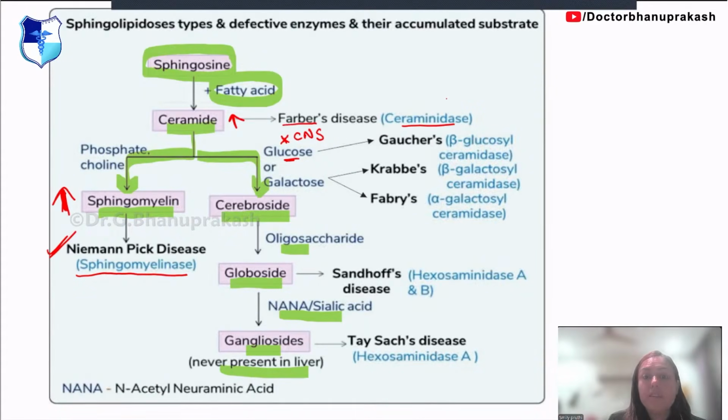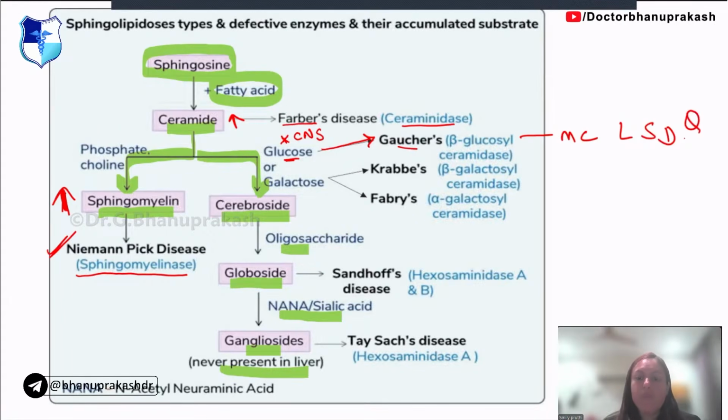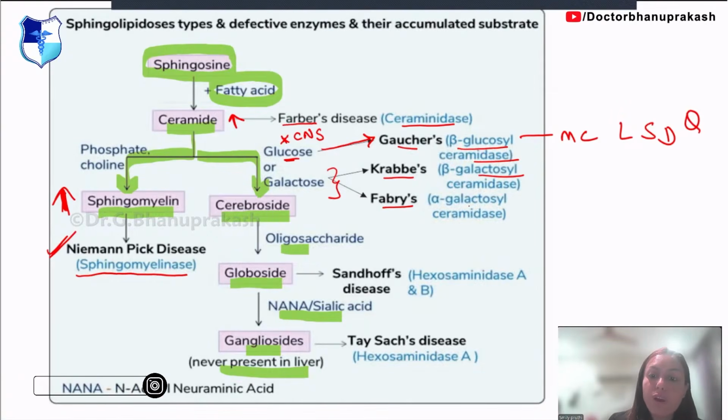Ceramidase. Then glucose. If glucocerebroside is getting accumulated, then it is Gaucher's disease, which is the most common lysosomal storage disease. The enzyme is beta-glucosylceramidase. For galacto, there are two diseases, Krabbe's and Fabry's. This is Fabry's with a Y. Krabbe's: beta-galactosidase is deficient. In Fabry's, alpha-galactosidase is deficient. Okay, easy to learn. Gaucher's, beta-glucosidase is deficient. Krabbe's, beta-galactosidase is deficient. Fabry's, alpha-galactosidase is deficient.